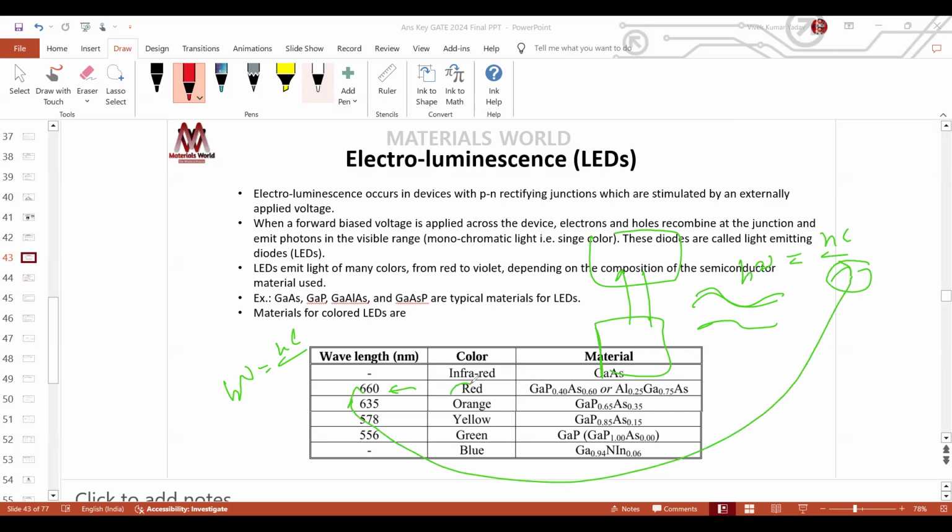If I want to get a red LED, you have to use this semiconductor. If you want to get blue, blue LED was very rare. Actually, blue color is rare in our nature. Can you name a single natural thing which is blue in color? It's very difficult. Just try to find out. Don't forget about the synthetic blue colors or dyes.